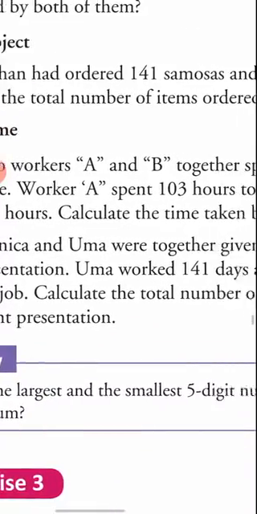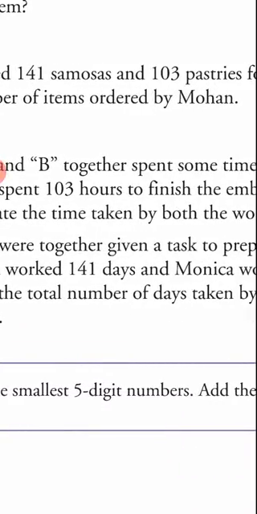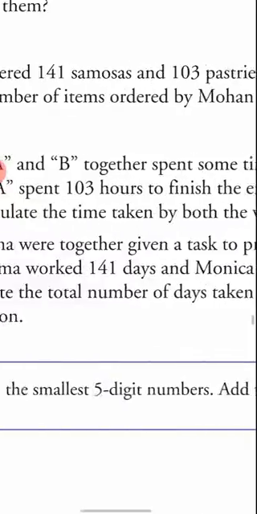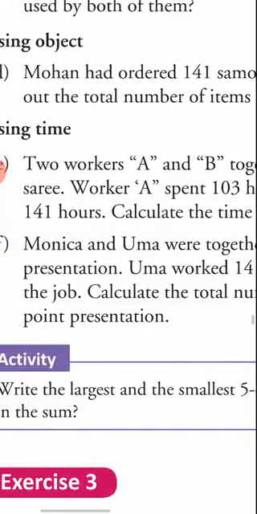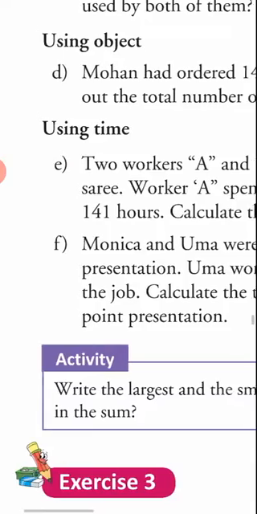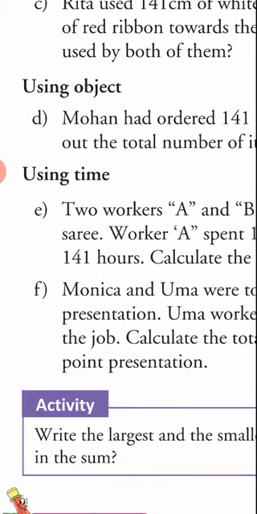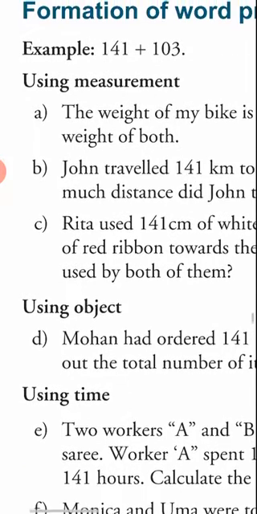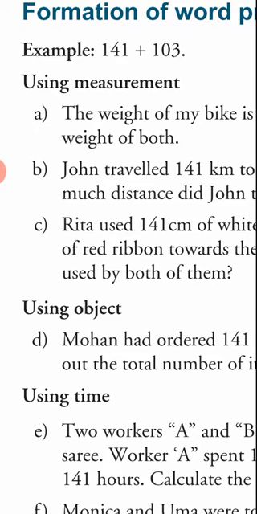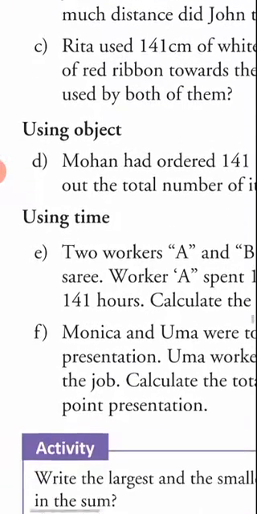So, Mohan had ordered 141 samosas and 103 pastries for his birthday party. So, the total number of items ordered will be 141 and 103. In this case also, what you have done, you have used the objects, eatable things, and to get the total items, you just need to add 141 and 103. So in this way you have learnt how to form a word problem using measurement and using object.